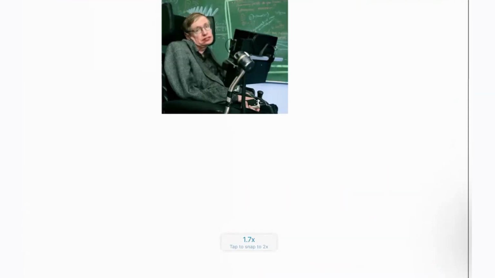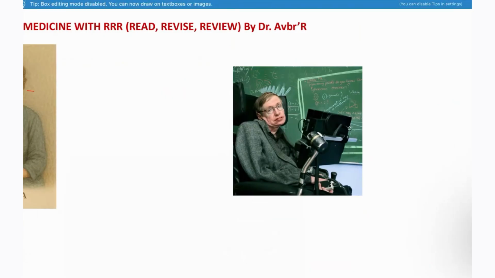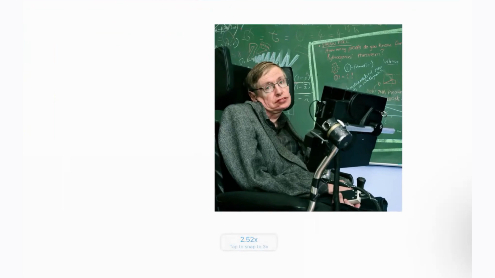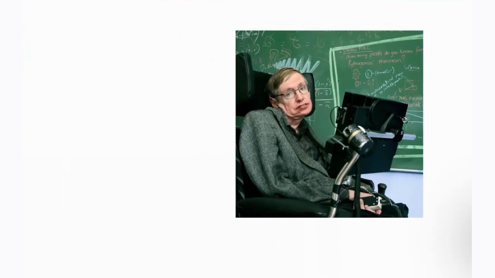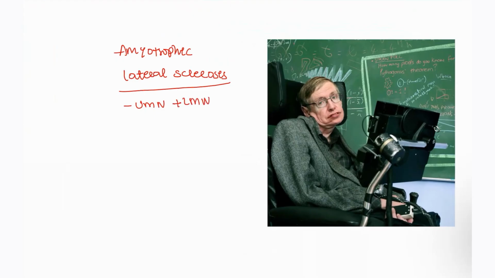Next, here we are going to discuss another important person. Who is this person, guys? Stephen Hawking. So what disease is he suffering from? This is the disease known as amyotrophic lateral sclerosis. This condition includes upper motor neurons as well as lower motor neurons, so this will involve both the neurons.